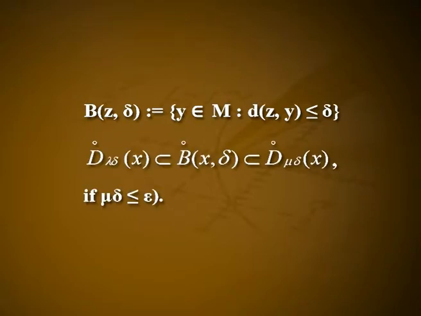And thus each Euclidean distance ball contains a distance ball for d and vice versa, with B(z,delta) equal to the set of all y element of M where d(z,y) is less than or equal to delta. We have D(lambda delta, x) is a subset of B(x,delta) which is a subset of D(mu delta, x) if mu delta is less than or equal to epsilon.